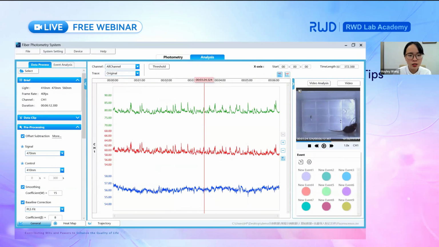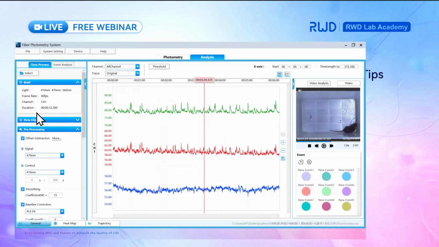So last, let me briefly show how the data can be analyzed in the software. So now we imported the data. After data import, the waveforms can be displayed over here. In the overview channel, you can also see the basic information, including the light source, the frame rate, the channels, and recording durations. The last step is data pre-processing.